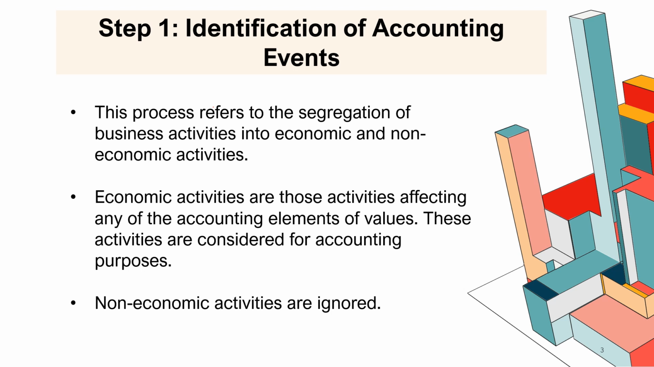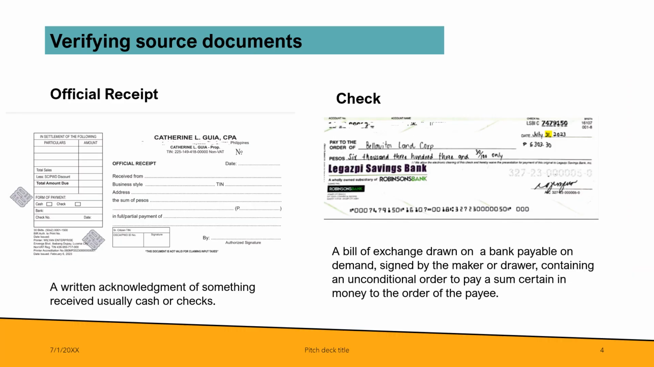Related to step number 1, identification of accounting events, are the different source documents that we base our transactions on, because in accounting we cannot just record transactions. They should be supported by proper documentation or proper source documents. And what are those documents that you have to look for in recording transactions?